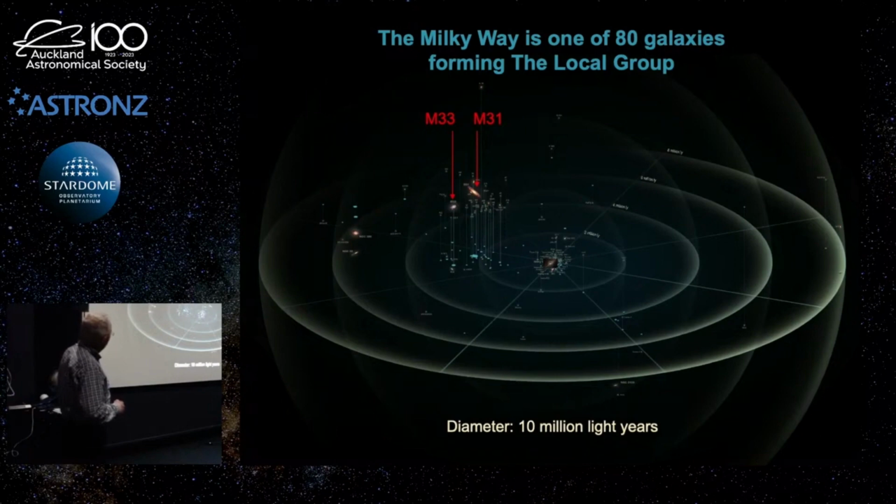So the local group is 10 million light years across. Remember the solar system, we started talking in billions of kilometres, and then we went out to 2 light years, and then we went out further again to the Milky Way galaxy at 100,000 light years. You're now into 10 million light years across, and that's called the local group of galaxies.